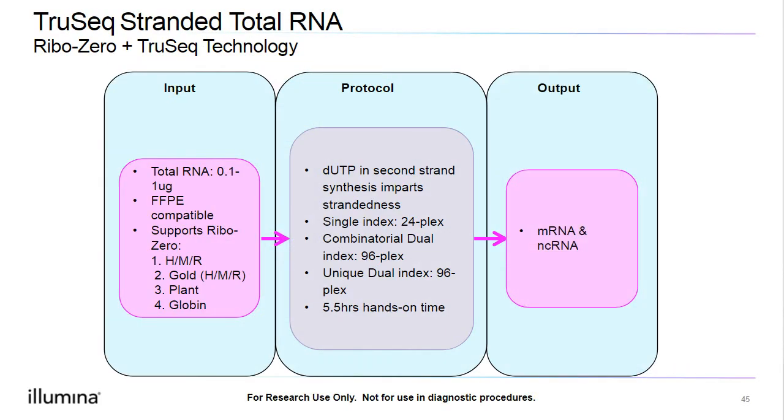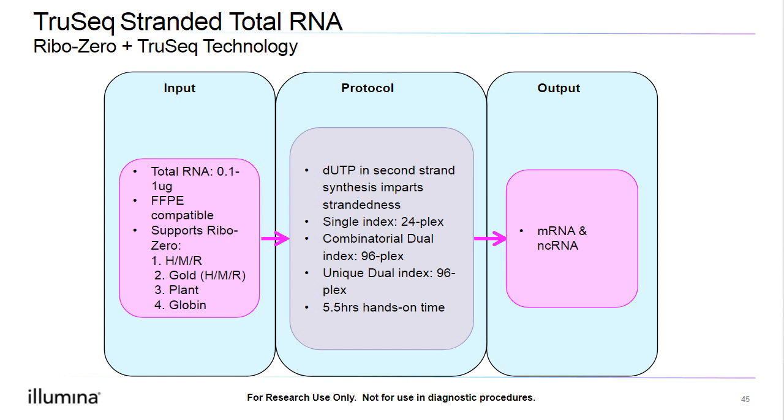As I just mentioned, this workflow can use FFPE material as input. And this is because we're removing our rRNA, but leaving everything else behind. So even if our RNA is degraded, we will still retain it. We won't see a 3' bias as we would with a poly-A selection. This kit supports depletion with Ribo-Zero human/mouse/rat, gold, plant, and globin. Gold has the same probes as human/mouse/rat, plus probes against mitochondrial rRNA as well.